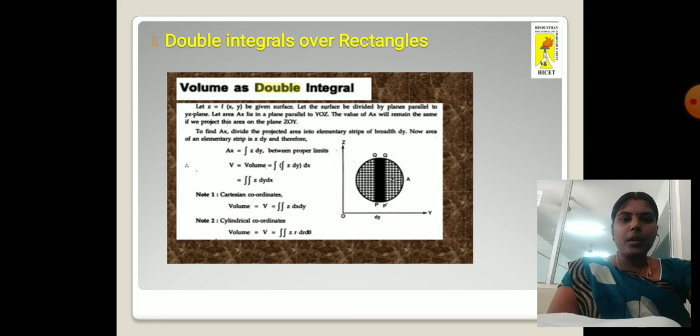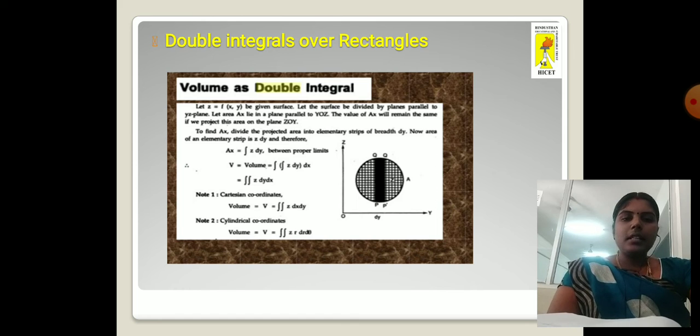The first note is Cartesian coordinates. The Cartesian coordinates are x and y for double integrals. Therefore, the Cartesian coordinates formula is volume V equal to double integral of z dx dy.